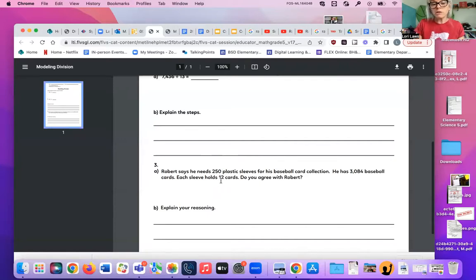So if only 12 cards go on each page, how many pages are you going to need to hold 3,084 baseball cards? All right. Probably start out timesing 12 by 100. You'll have 1,200 that you'll take out. And then you'll do that again until you get down to 0 and see, and then add up how many groups you have and see if it's more or less than 250 and if Robert's right.